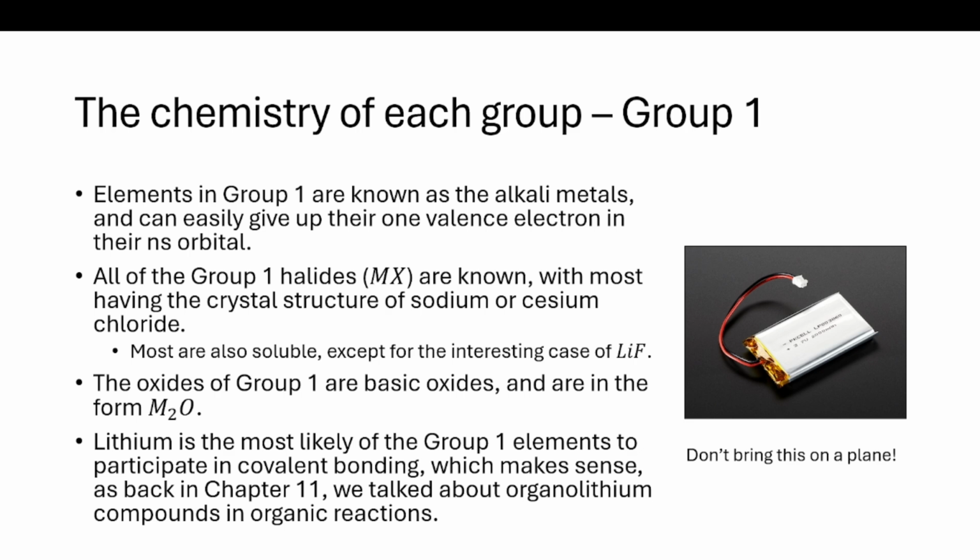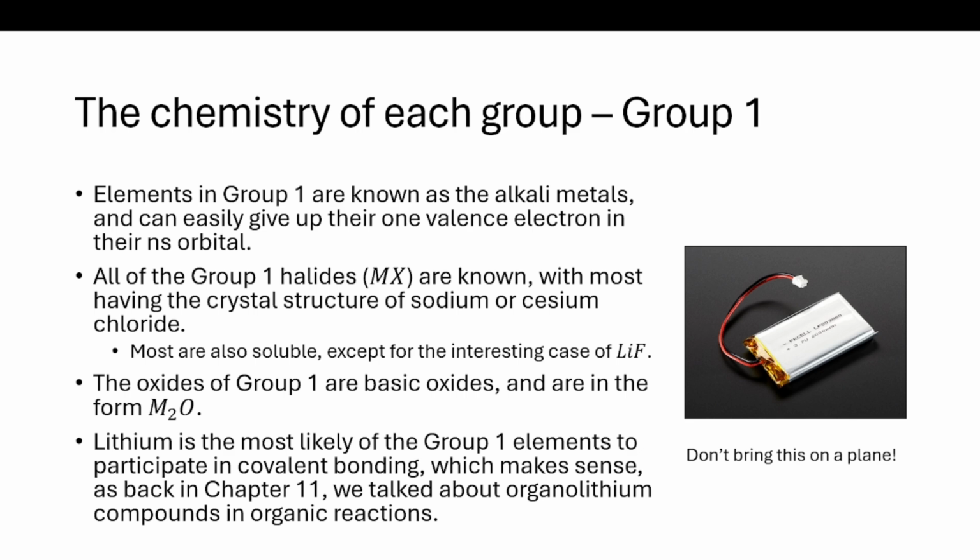So, anyways, let's talk about the chemistry of each group. This is going to be the final stretch. So, first off, group 1. Group 1 is known as the alkali metals. And these metals can easily give up their valence electron in their ns orbital.